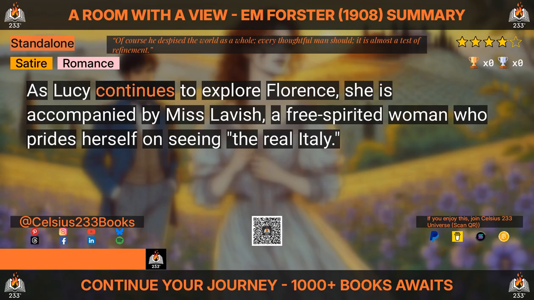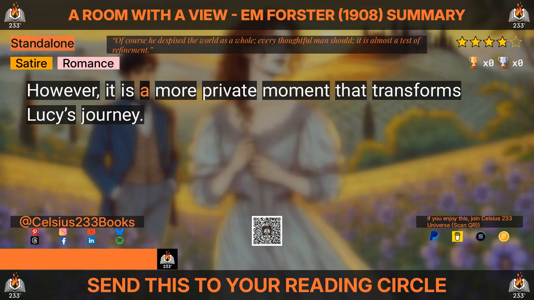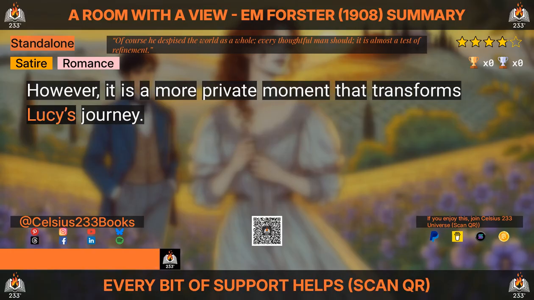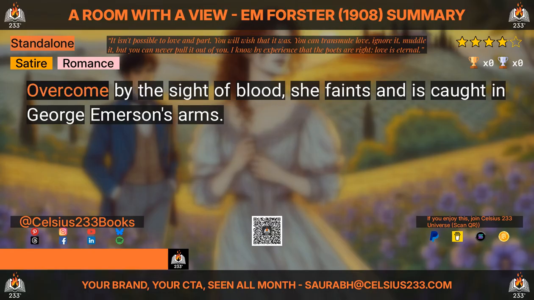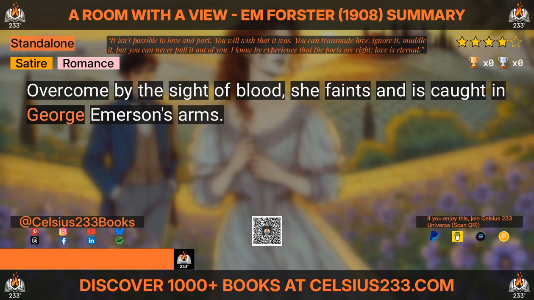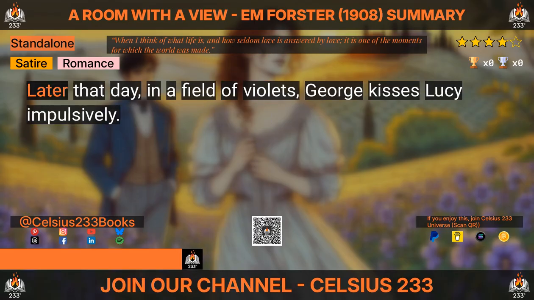George, on the other hand, is quiet and brooding, watching Lucy with an intensity that unnerves her. As Lucy continues to explore Florence, she is accompanied by Miss Lavish, a free-spirited woman who prides herself on seeing the real Italy. However, it is a more private moment that transforms Lucy's journey. During a day trip to the countryside, Lucy witnesses a violent altercation between two men. Overcome by the sight of blood, she faints and is caught in George Emerson's arms. This moment of intimacy, so sudden and raw, deeply affects both Lucy and George.